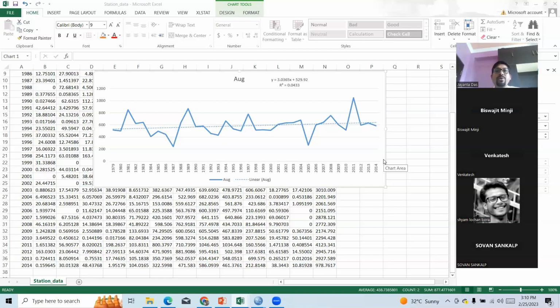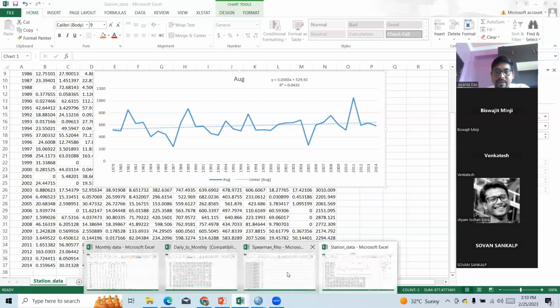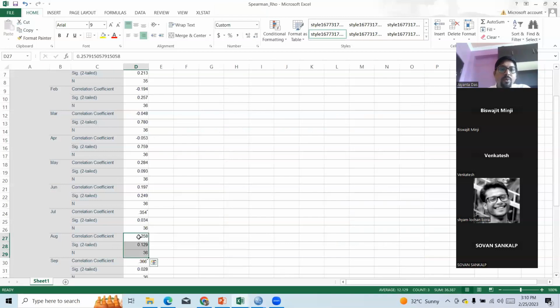So that's why we have to consider it only at a certain level of confidence interval. If it is statistically significant, then we can say it is a specific trend. It may be negative, it may be positive. If it is negative, then it's a decreasing trend. If it is positive, then it's an increasing trend, right? Otherwise, we have to say there is no trend. If we consider August month, this is no trend.